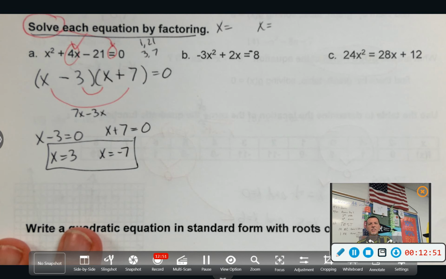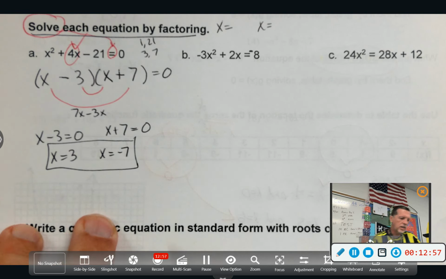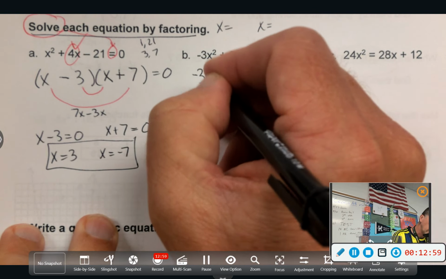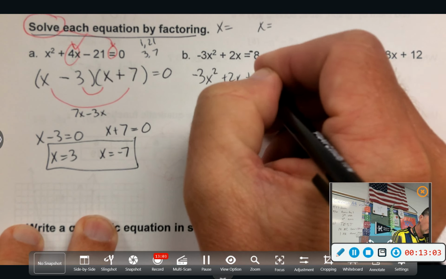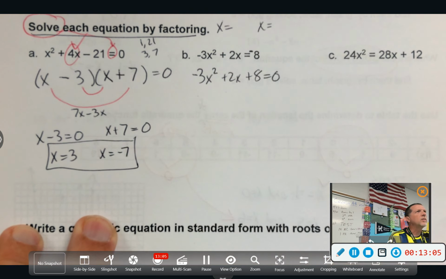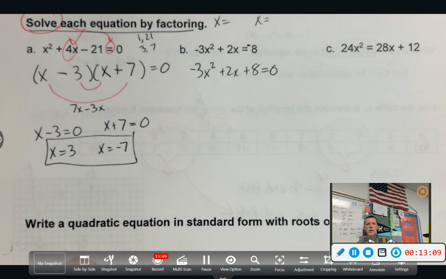B looks a little different for a couple of reasons. What do you want to do first on B? Let's set it equal to 0. So I'm going to move the 8 over. Negative 3x squared plus 2x plus 8 equals 0. Still kind of yuck. What do you want to do on this one?